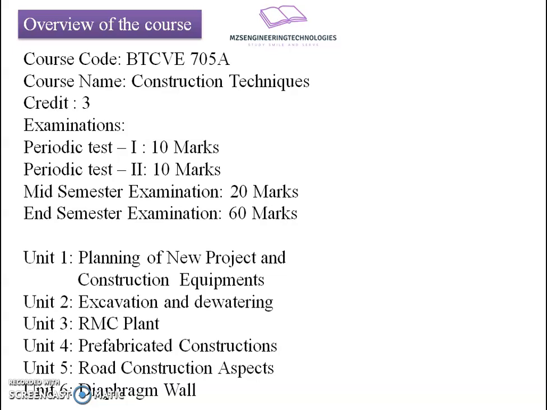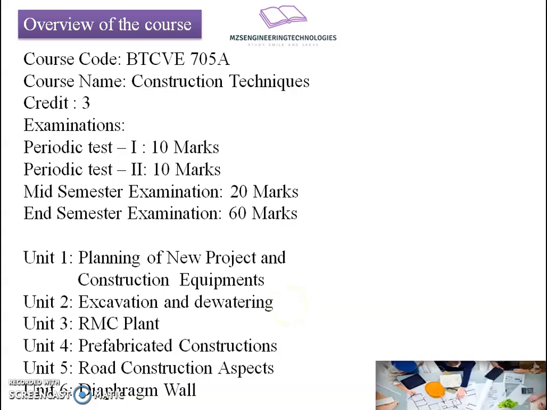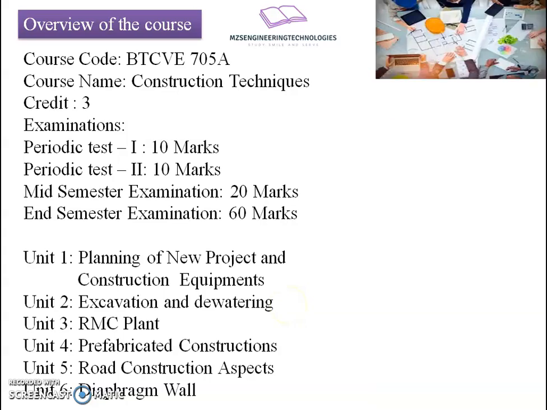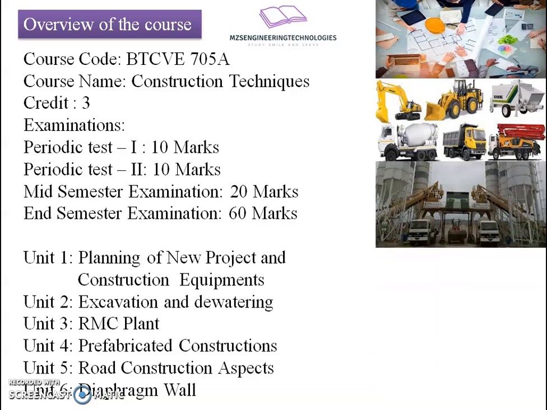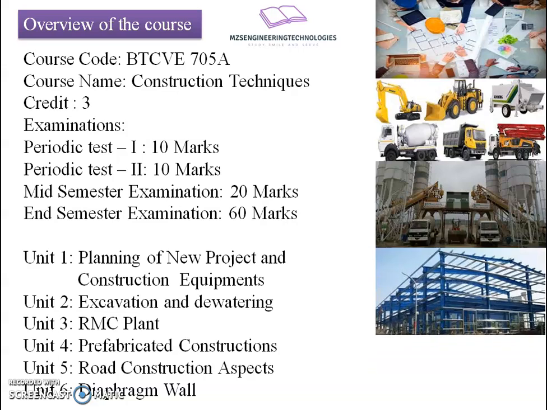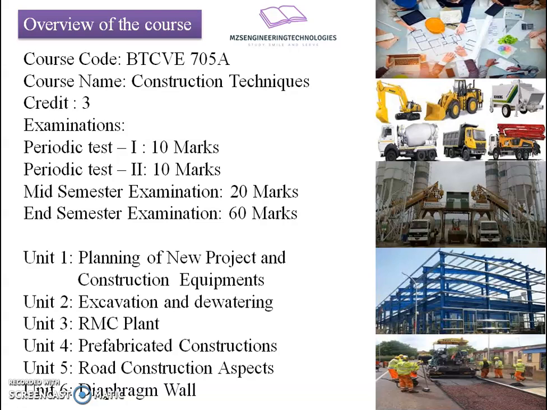The syllabus of this subject is divided into 6 units, Unit 1 to Unit 6. Unit 1 talks about planning of new project and construction equipments, whereas Unit 2 deals with the excavation and dewatering technique. Unit 3 deals with ready-mix concrete plant. Unit 4 describes prefabricated construction and its specification and requirements. In Unit 5 we are going to deal with the road construction aspect, and in Unit 6 diaphragm wall will be discussed in detail.